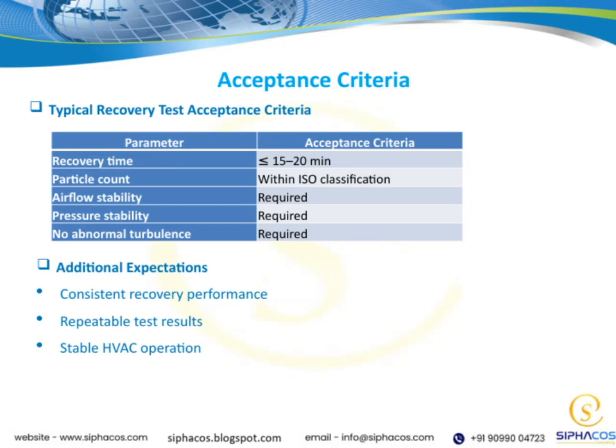Now, let's look at the additional expectations we have for the system's performance. We're aiming for consistent recovery times, ideally between 15 and 20 minutes. Test results need to be repeatable, so we can trust what we see. HVAC operation must stay stable, with airflow and pressure holding steady, and no abnormal turbulence allowed. These acceptance criteria help us ensure the environment meets the strict standards we need for reliable, safe operation.